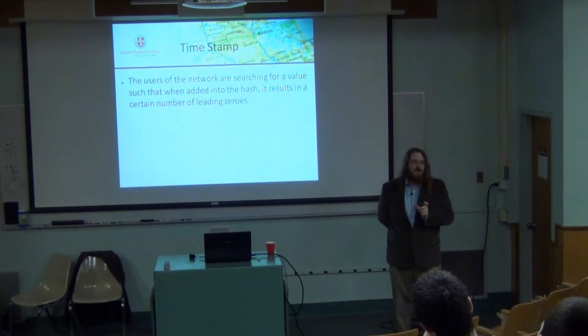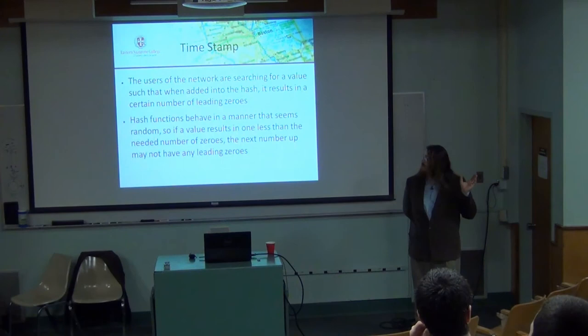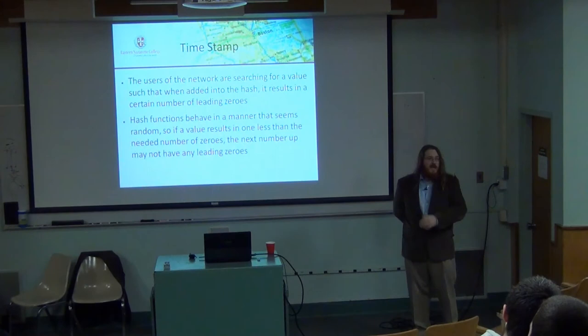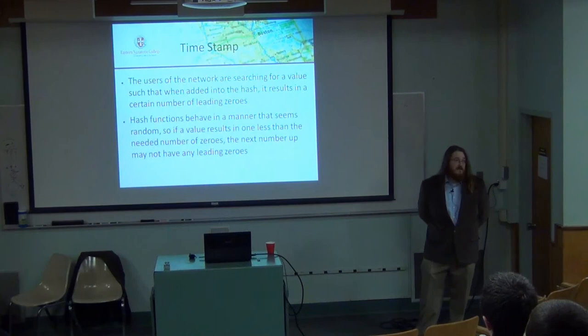Now, here's the problem. Hash functions behave in a manner that seems random. Really, and this is actually one of the tests for a hash function, is you compute a lot of values and then you plot them. It should look like random noise. And SHA-256 actually does look like that. It looks like random noise. There are not any easily seen patterns. And this is something researchers look for.